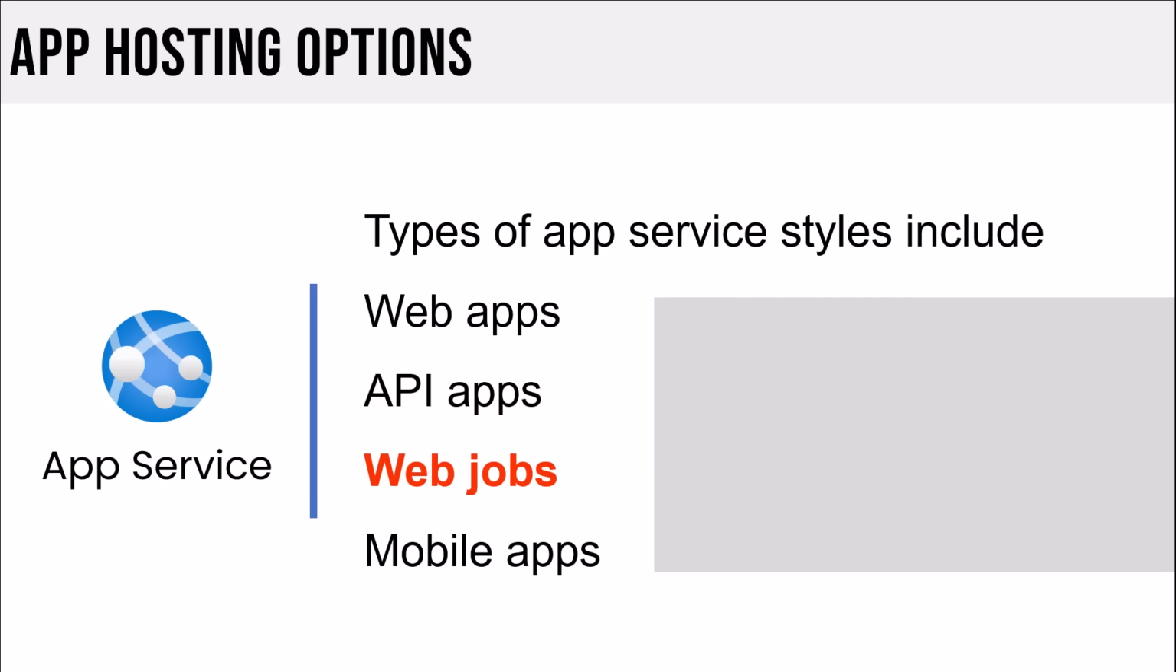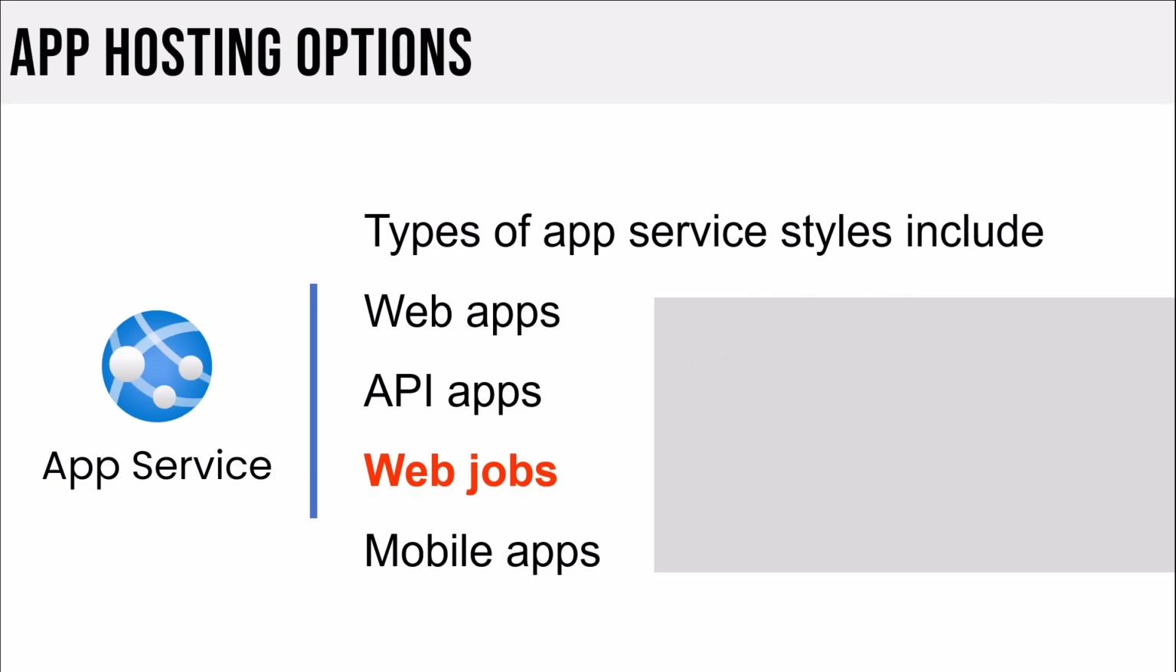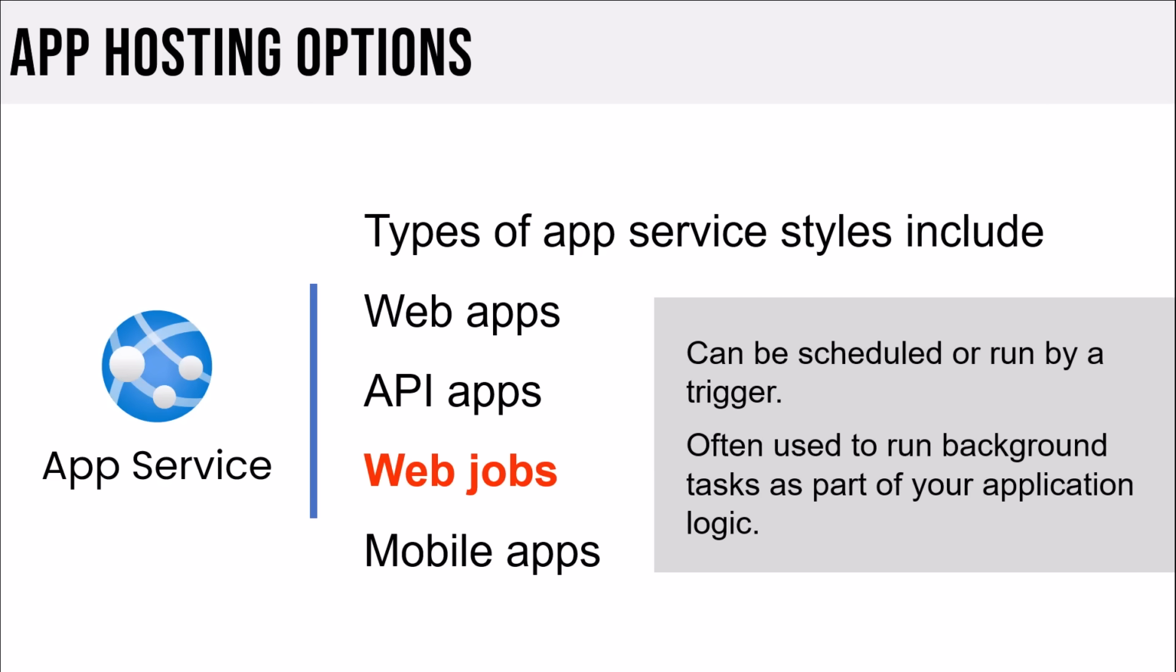Next, we have web jobs. Web jobs allow us to run a program, an executable, maybe a Python or Node.js script, commands, command line, batch commands, PowerShell, or even Bash, which we'd often be doing in the same context as a web app, API app, or mobile app. So it's not just isolated scripting capability, it can be coordinated with other components here within the app service. And then scheduled or run by a trigger potentially. These are often used to run background tasks as part of your application logic, whether that's a web app or an API app or a mobile app.